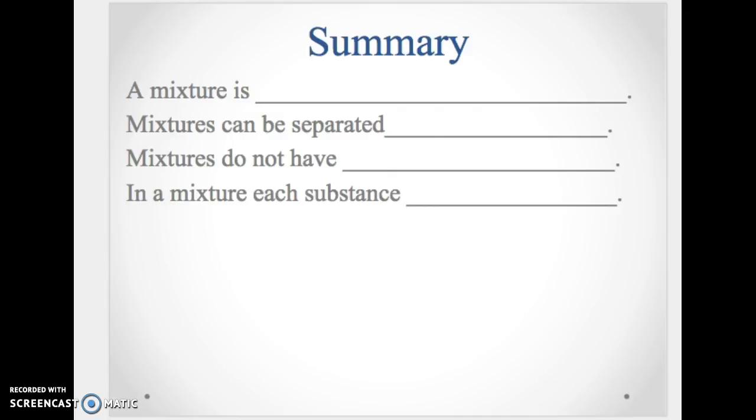Summary. You may write your own summary or you can copy down this one, but I think this one sums it up very nicely. A mixture is blank. Mixtures can be separated by blank. Mixtures do not have blank, and in a mixture, each substance blank, okay? Easily fillable based off the notes that you just took right now.